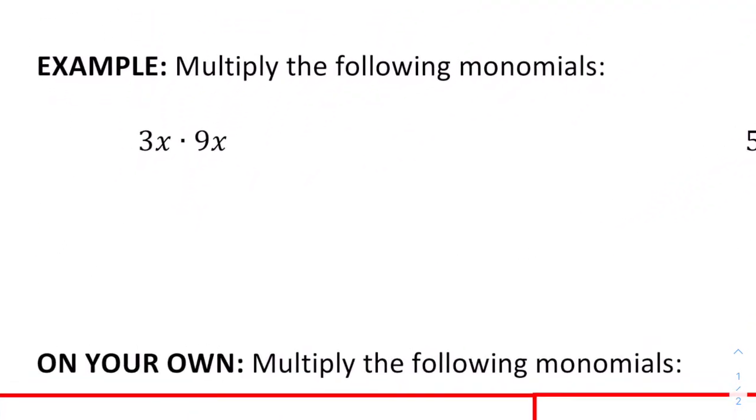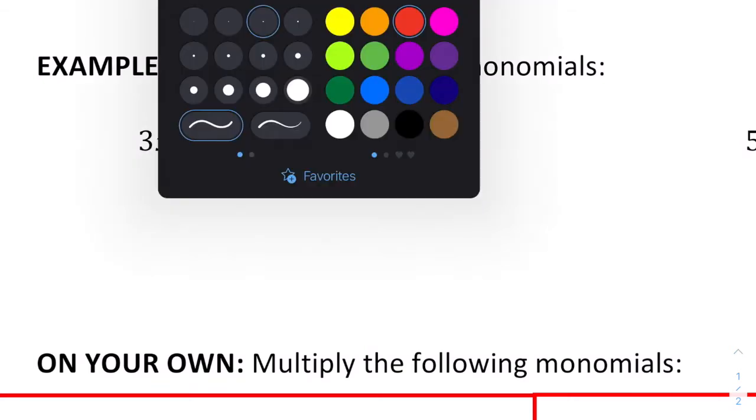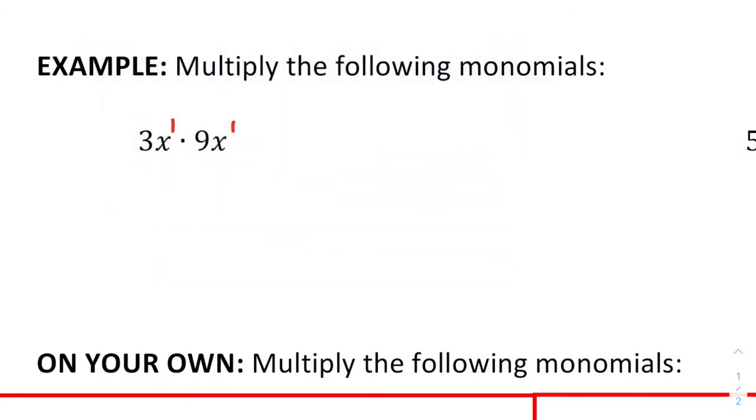All right, so 3x times 9x. Right away, we're jumping into this idea of, hey, an x by itself has an exponent of 1, and I see 2 of them there. And so I'm going to do 3 times 9, and 3 times 9 is 27. And I know it's going to have an x, and I just have to add the exponents. So 1 plus 1 is 2. So I have 27x squared.